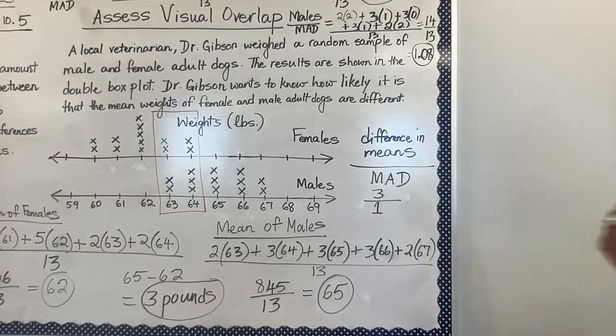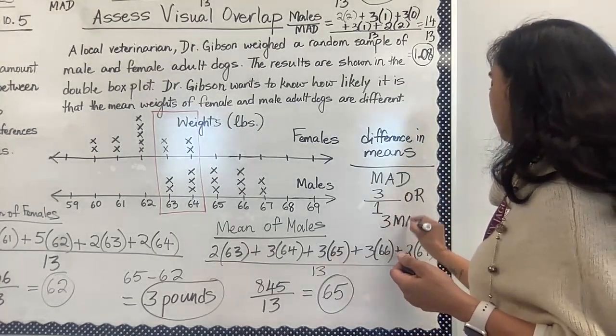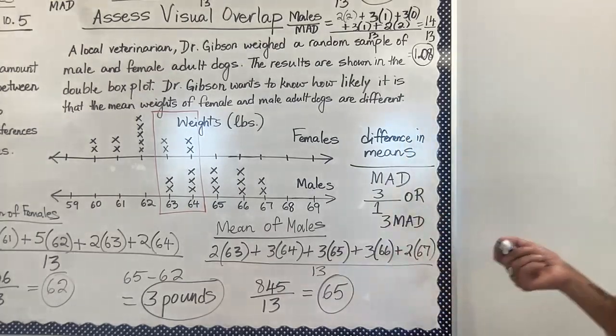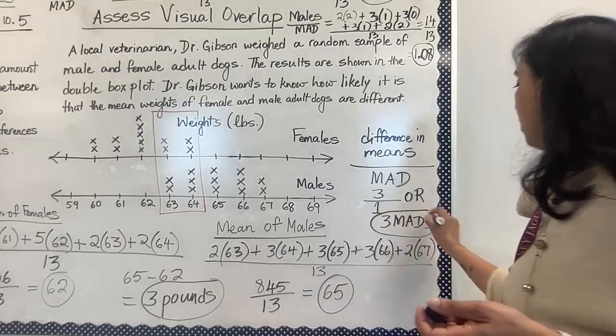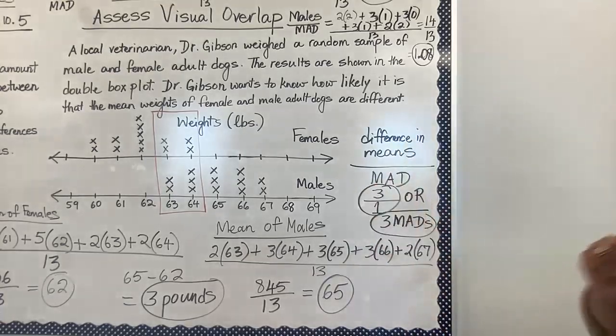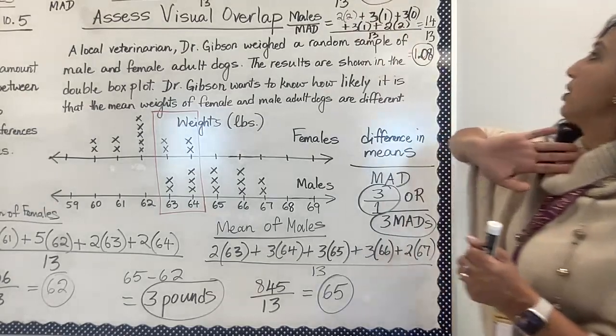So, we can also call this 3 MADs. Okay, 3 MADs. So here we go. You can write it like this, and that is the ratio that you have over here. Once again, to the nearest whole pound, the variability, which is the mean absolute deviation of each distribution, is 1 pound. So here this is 1 and this is 1 to the nearest whole number.